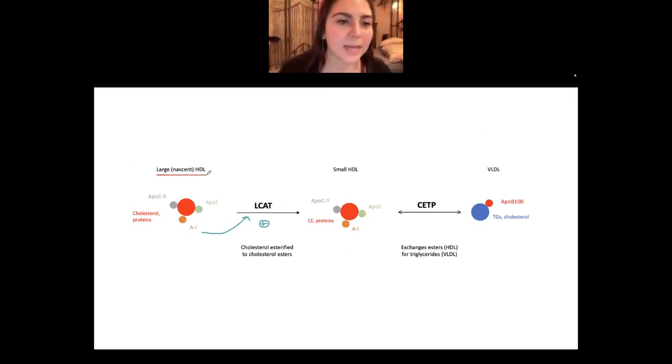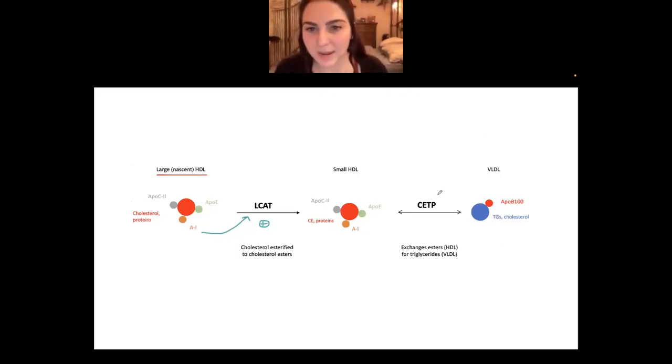So basically what happens is the liver releases this very, very large HDL. It's super large. It's going to activate this enzyme called LCAT, and then it's going to convert some of these cholesterol particles to cholesterol esters. So it makes it a little bit smaller. Now we don't have giant cholesterol, we have cholesterol esters, which are just smaller. And then from here, we have the small HDL.